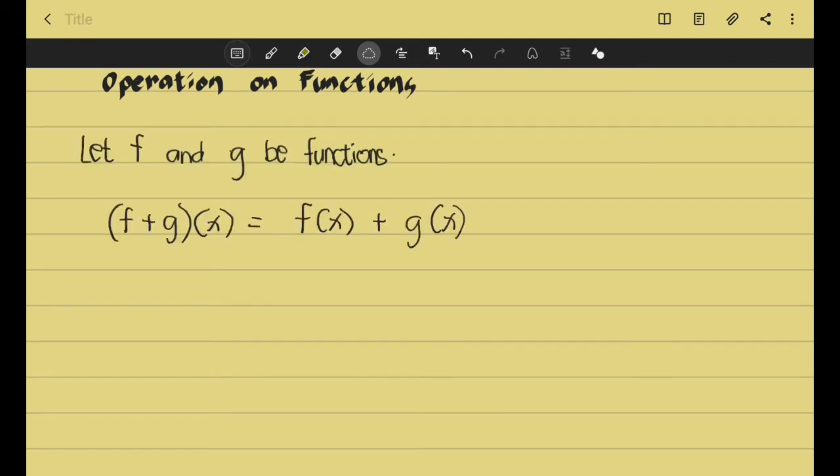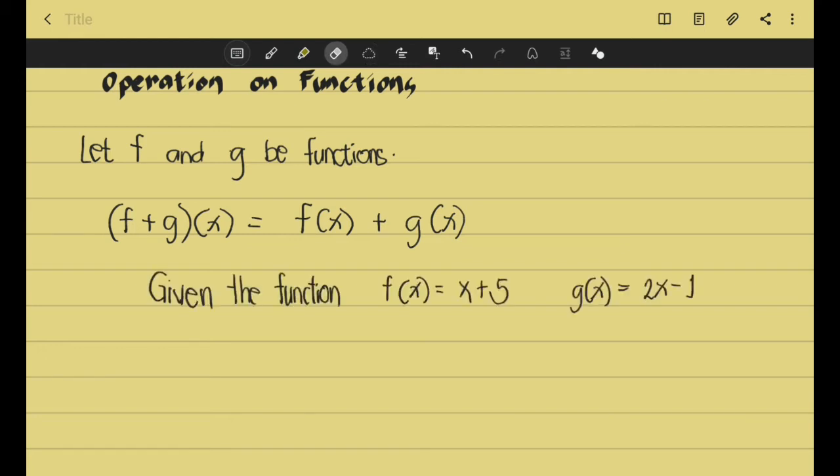Let us have the first operation, addition. Let f and g be functions. So their sum is denoted by f plus g of x, and that is equal to f of x plus g of x. Let's have an example. Given the function f of x is equal to x plus 5 and g of x as 2x minus 1, let us find the sum of f of x and g of x.